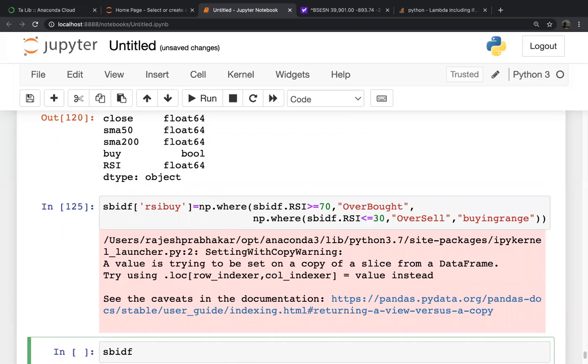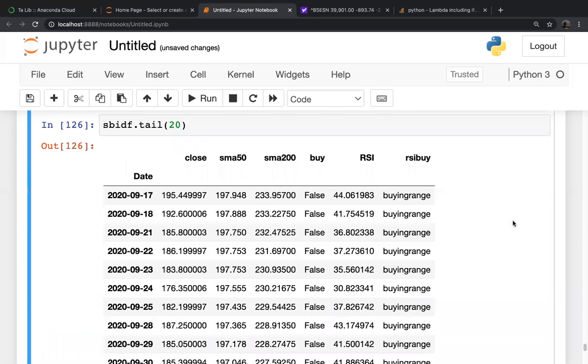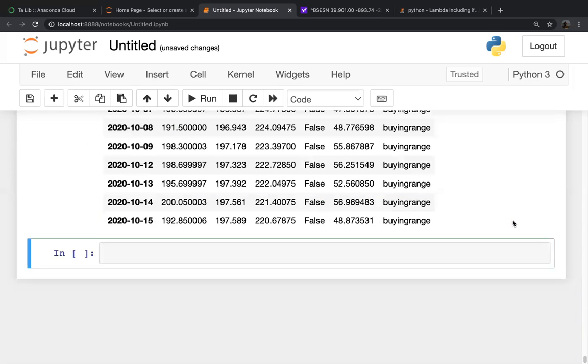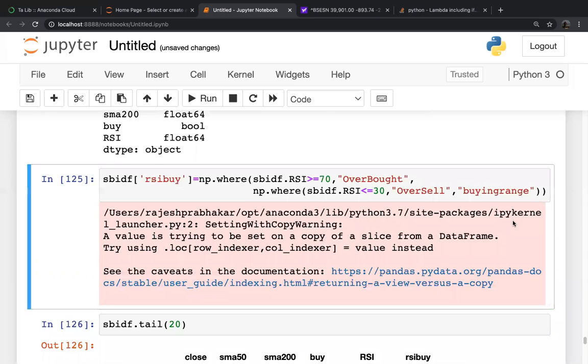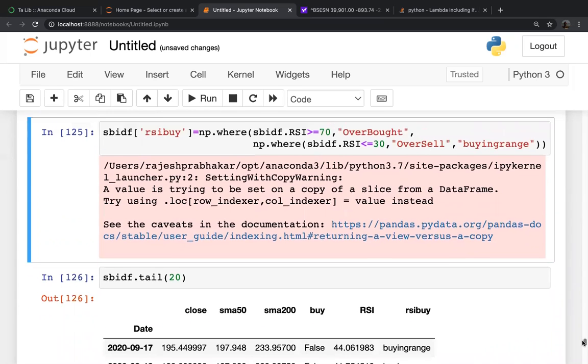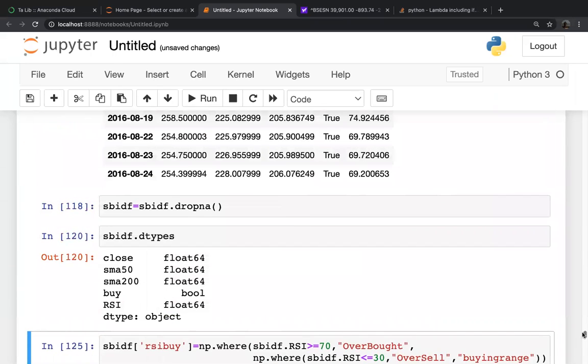So SBI DF dot tail 20. So this says it is in buying range. See, the one indicator is saying it is not in buying range, but the other is saying it is. One says don't buy, the other is saying buying range. So you can use SBI DF called relative strength index. If it is greater than 70, overbuy. If it is less than 30, oversell, or else in between we call it as buying range. So if you have the buying range, it will work like this. And this is your buying range related aspect.